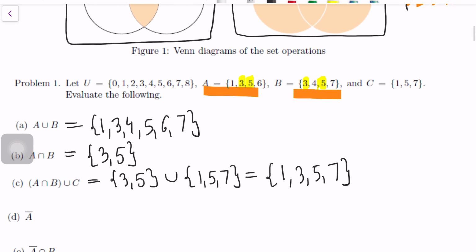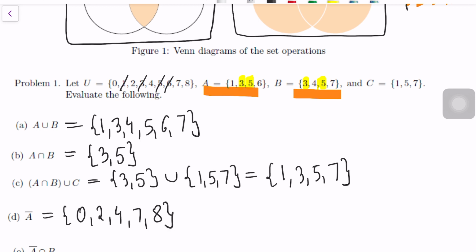Okay, let's do the complement of A. It will be a set. If you look at the set A, it has 1, 3, 5, 6. So imagine removing those 1, 3, 5, and 6 from your universal set. Then A complement will list all the remaining elements. Because remember, what's the complement of A? It's everything in the universe but not in A, basically everything outside of A. So we have to exclude the elements that belong to A. We cannot take 1, 3, 5, and 6.